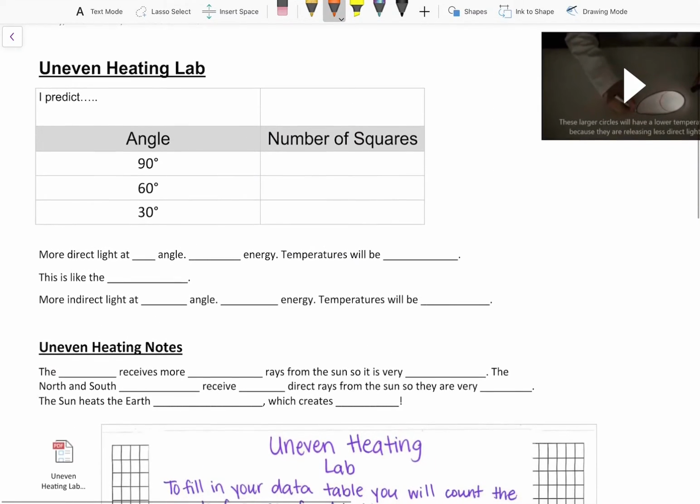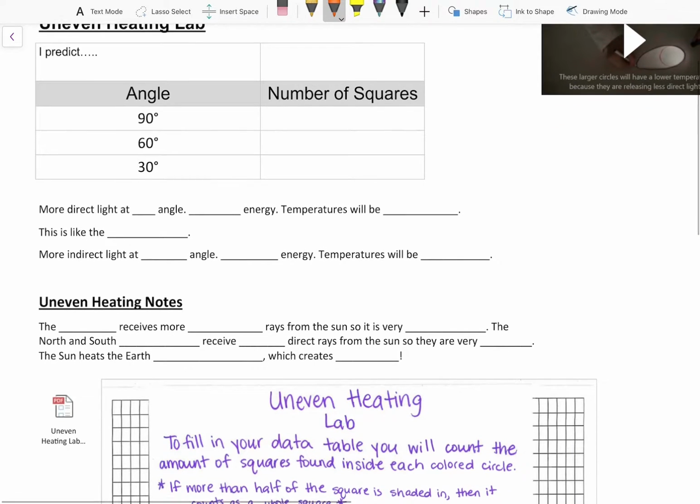And so up top in your data table, you should have typed in the numbers that you found, and everybody's numbers may be different. It's okay if it's not exactly the same, but still type in those number of squares. So let's go through these blanks we need to fill in below this.